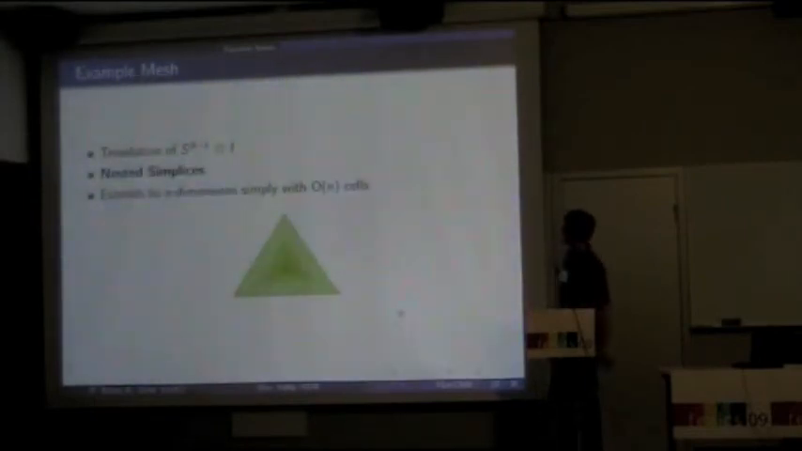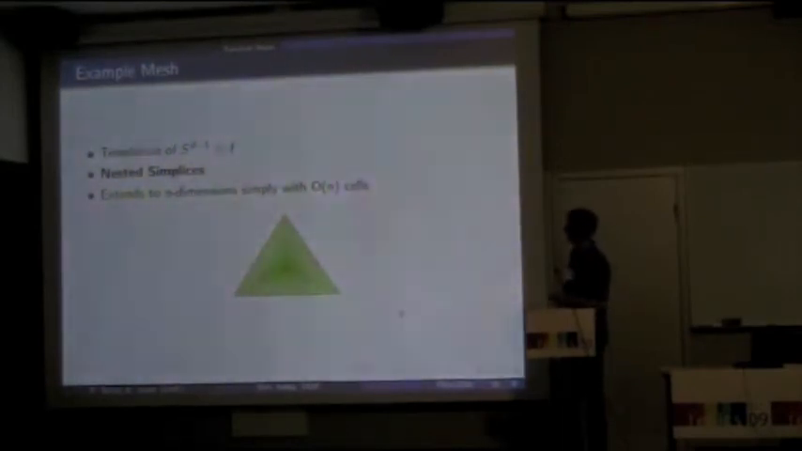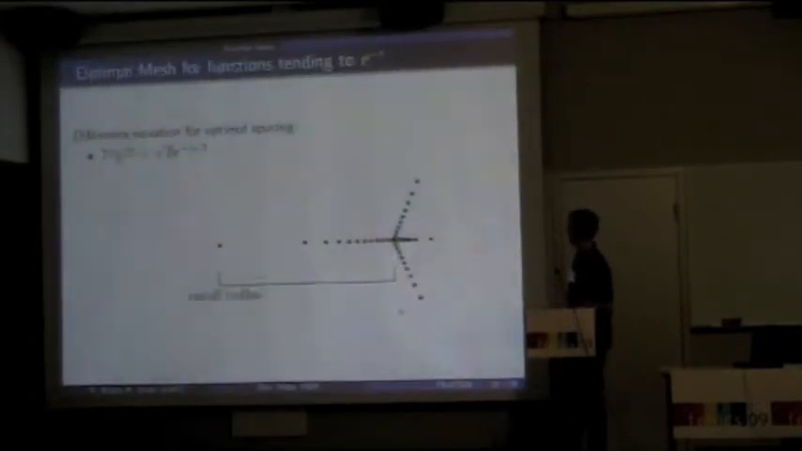And this is where we get to our very simple example meshes, which have nested simplices, wherein an initial simplex is glued to a larger simplex by what I like to call a hyperprism, wherein you take a cell of dimension n-1 across the interval and just expand it out to the next facet. And so this allows us to easily extend a given mesh to n dimensions with simply order n cells.